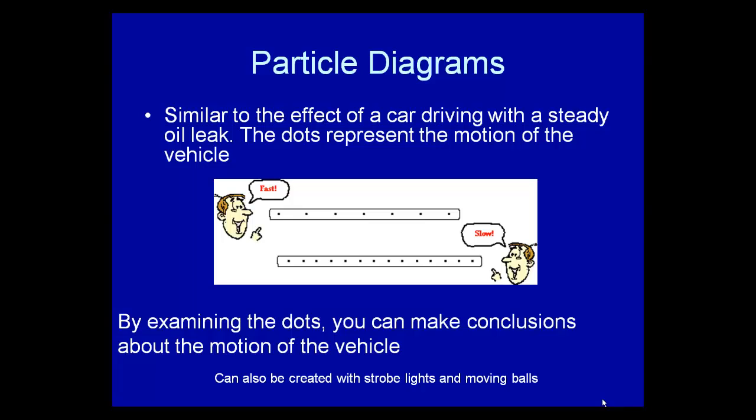Another thing, in the laboratory, we can also create these using strobe lights in a darkened room and moving balls. So therefore, as the ball moves, when the strobe light comes on, it's going to take a picture and record an image of where the ball is. That's how a lot of the falling ball pictures are created for your textbooks and stuff like that.